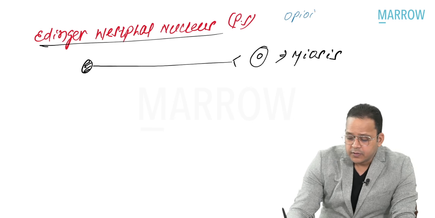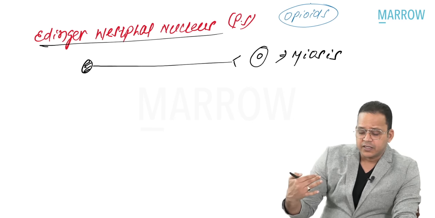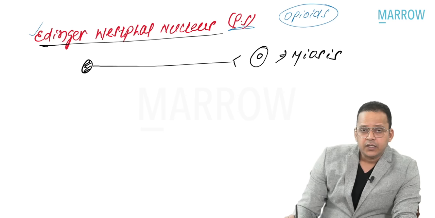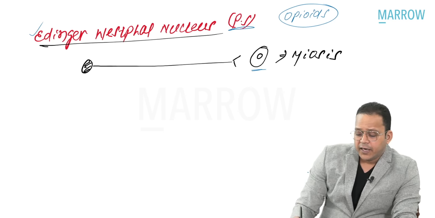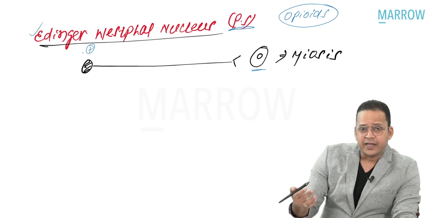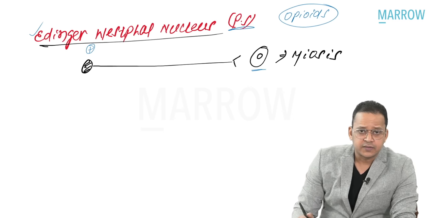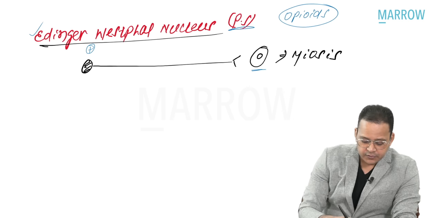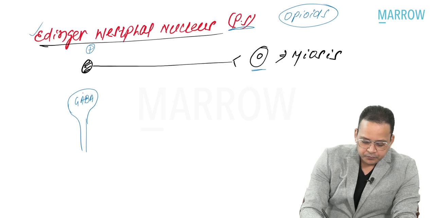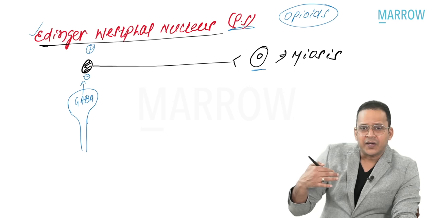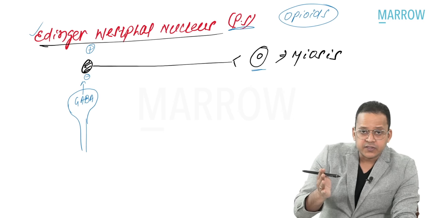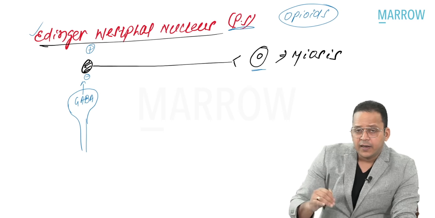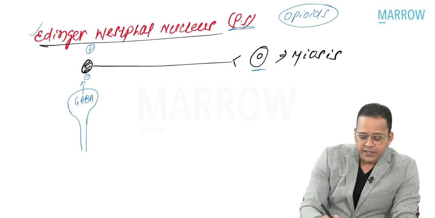why opioids, they do cause miosis. Let me explain this to you. So this is your Edinger-Westphal nucleus from the parasympathetic nervous system. This is your pupil. And normally what happens when the parasympathetic nervous system or Edinger-Westphal nucleus fires, there is miosis. We know that. It is also controlled by the GABAergic neurons. So suppose this is one neuron which releases GABA, and you know GABA is an inhibitory neurotransmitter. So GABA inhibits the effect of Edinger-Westphal nucleus and prevents miosis. Now who controls GABA? Opioids.